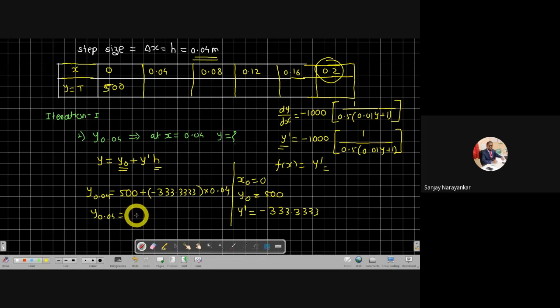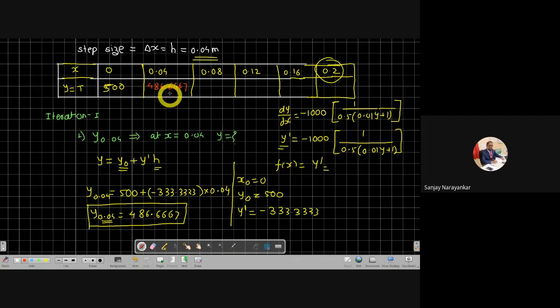What's that value? 486.6666. 486.6667, right? So this is your new value of y at x is equal to 0.04. So what I'll do, I'll write this value here. So it's 486.6667.